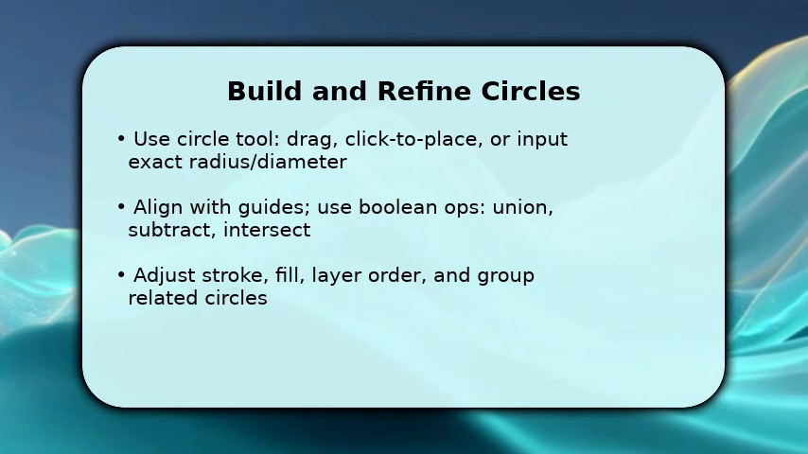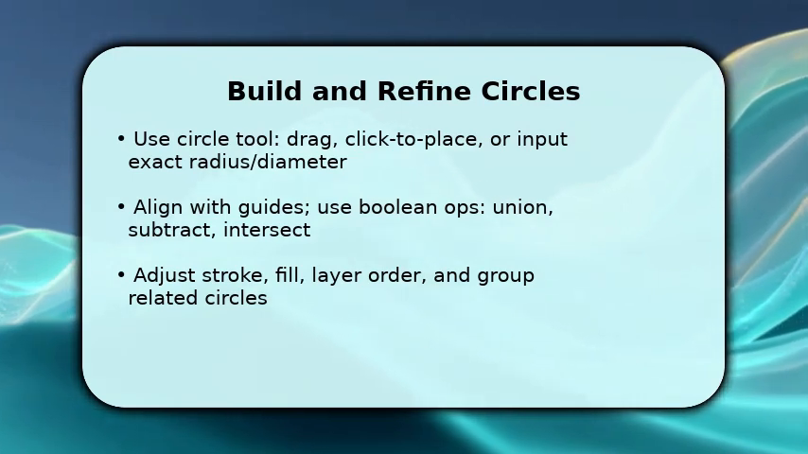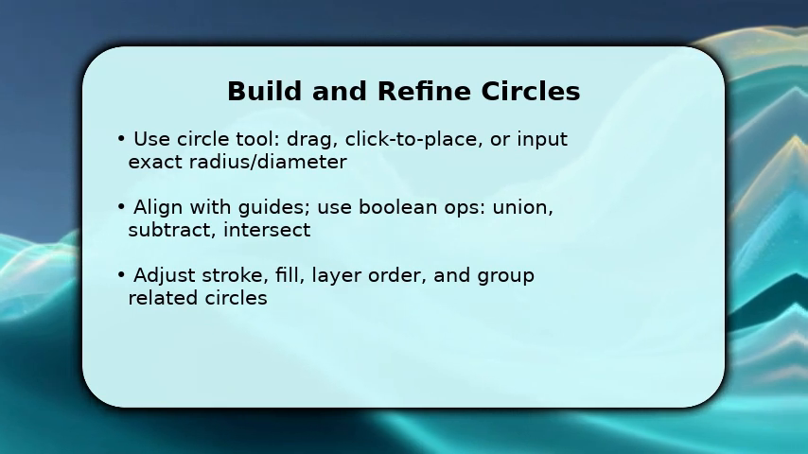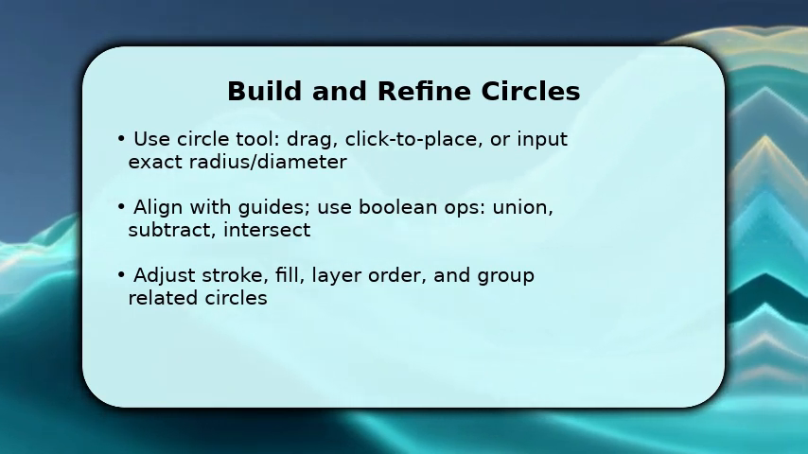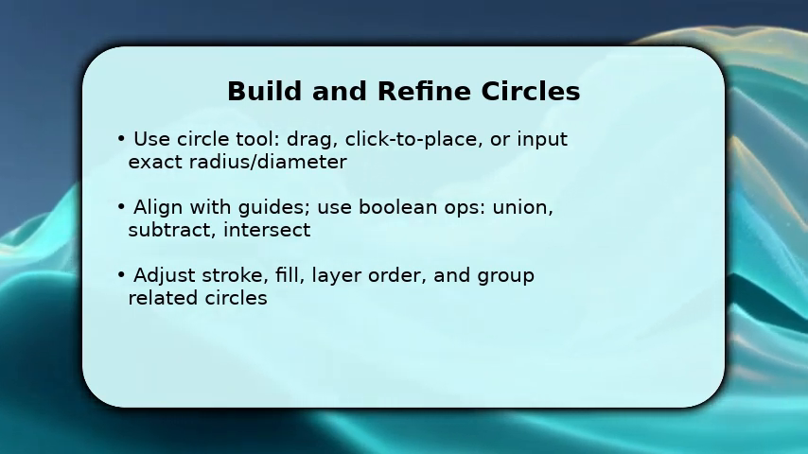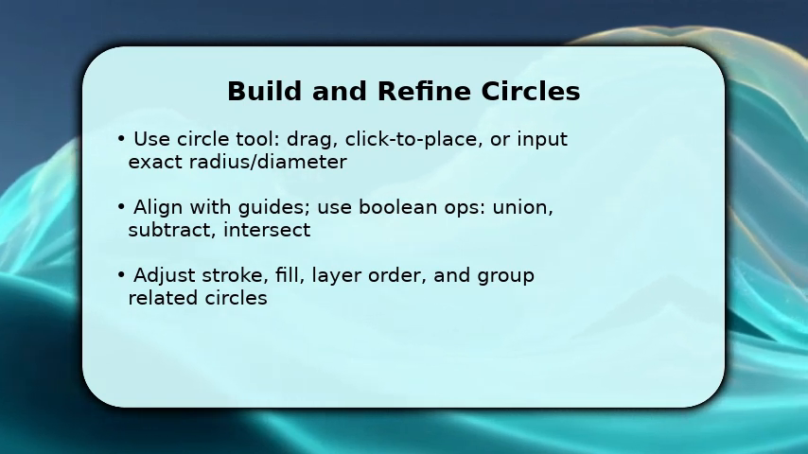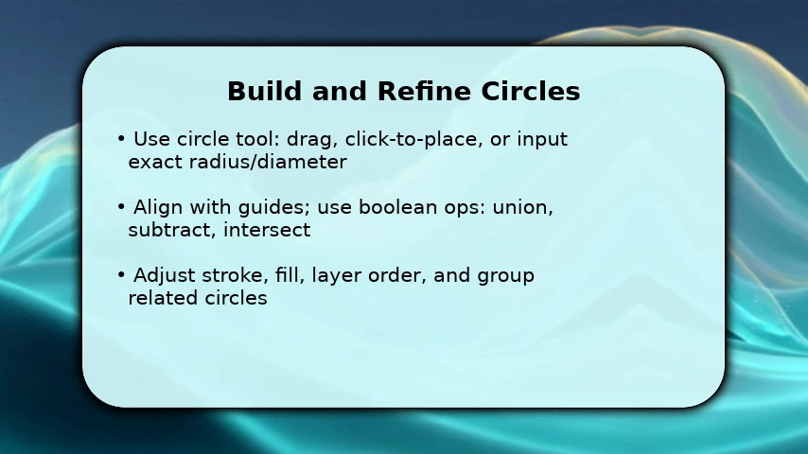Once your first circle is placed, continue by creating additional circles using drag or exact numeric input for radius or diameter to maintain precision. Then align them with guides and apply Boolean operations: union, subtract, intersect to combine, or trim shapes depending on your design goal.